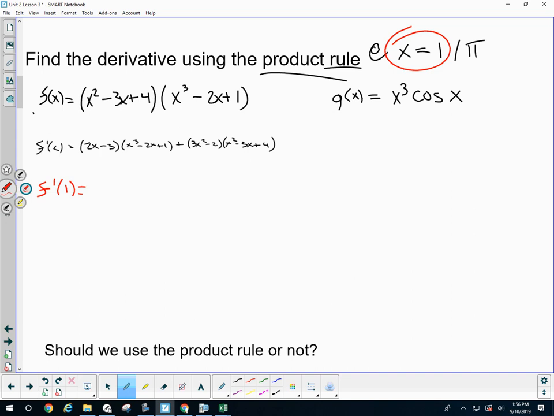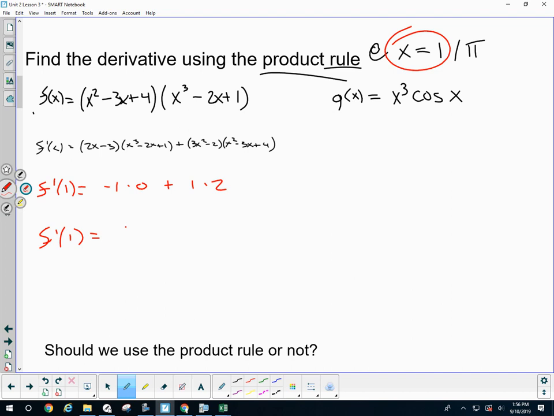I plug in 1, 2 minus 3, negative 1. 1 minus 2 plus 1, that's 0. Plus 3 minus 2, that's 1. 1 minus 3 plus 4, that's 2. I get a tangent slope.